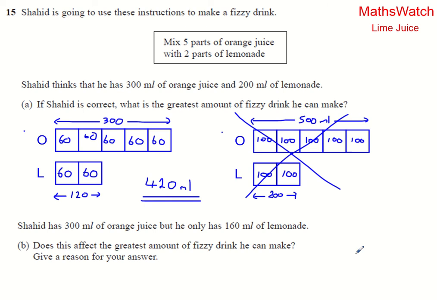Part B. Shahid has 300 millilitres of orange juice, but he only has 160 millilitres of lemonade. Does this affect the greatest amount of fizzy drink that he can make? Give a reason for your answer.